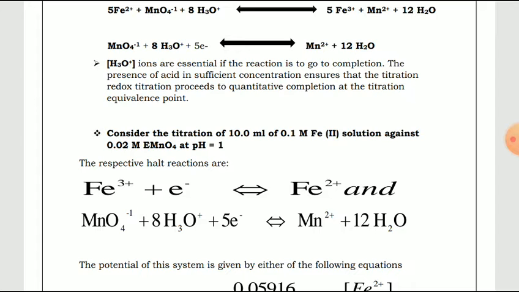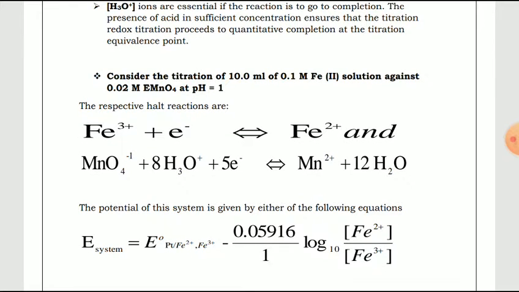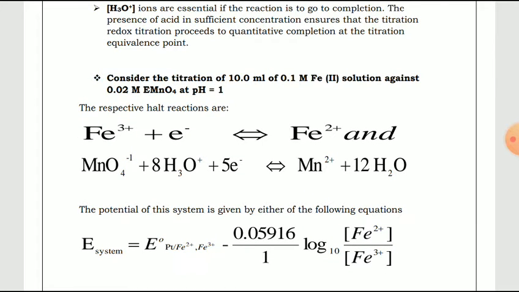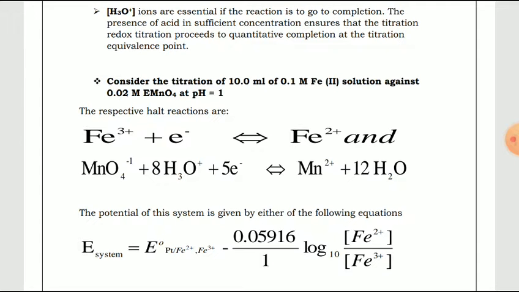When we apply the Nernst equation to both the ferrous solution and the permanganate solution, the equations become as follows. This is the first equation for Fe2+ converted into Fe3+: E system or E cell is equal to E naught of the Fe3+/Fe2+ couple minus 0.05916 upon 1 log to the base 10 of the concentration of Fe2+ upon the concentration of Fe3+.